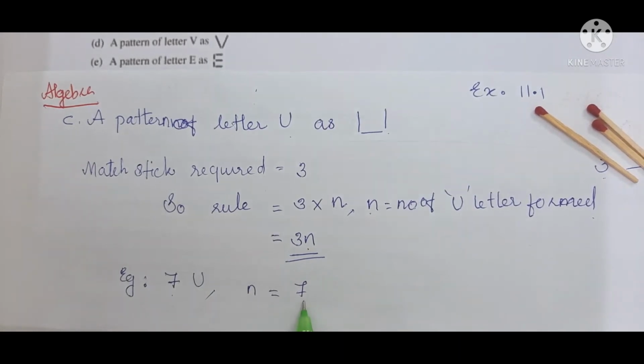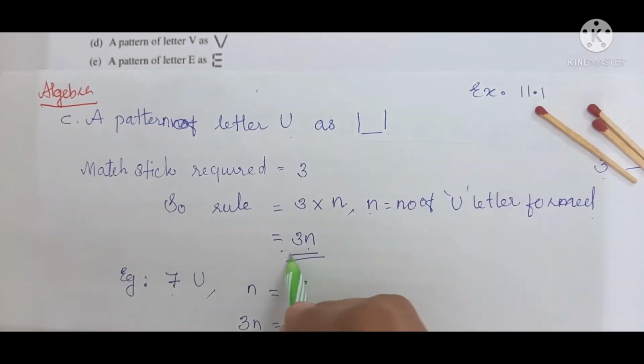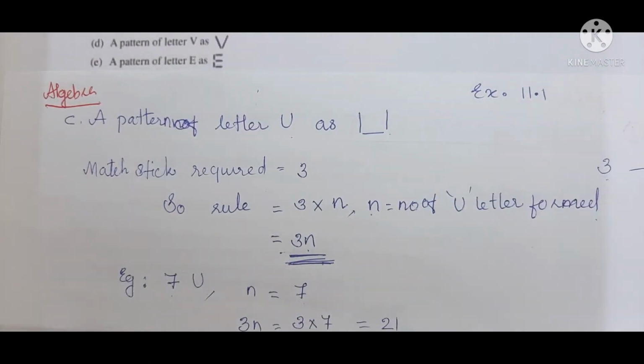So n is equal to 7. So we can apply in the rule 3n is equal to 3 into 7, that is 21. So we need 21 matchsticks for making 7 U. So that will be right. Okay.